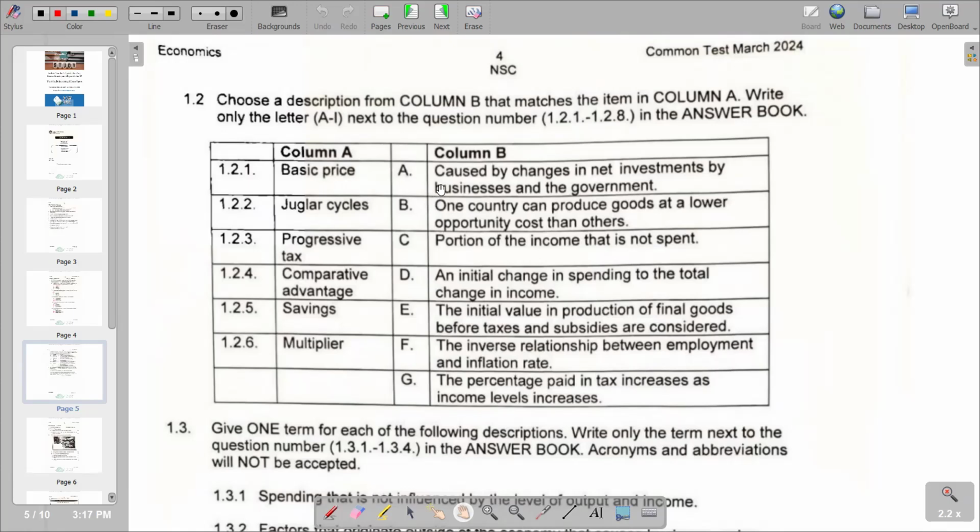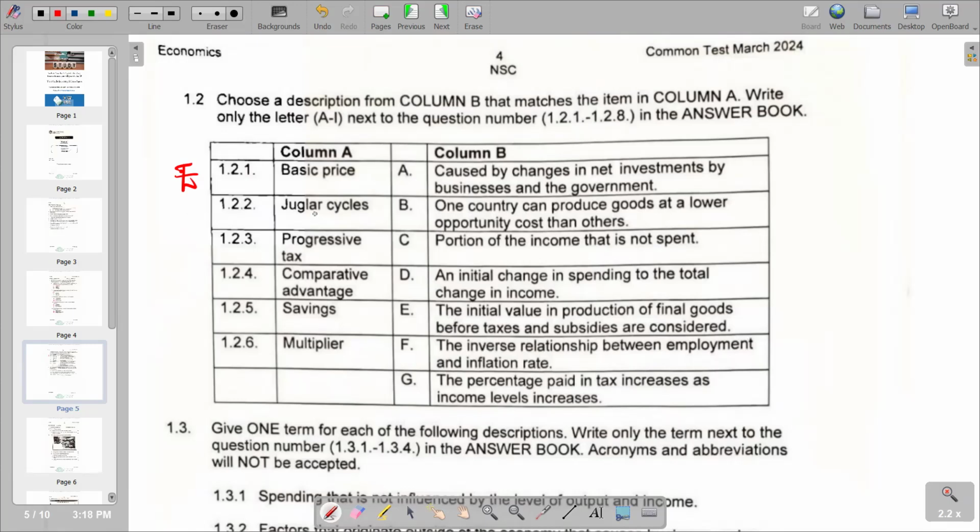Basic price is the amount actually received and kept by the producer. So it doesn't include non-product taxes on production. Within the context of that explanation, we can try to pick an explanation that matches basic price. So we can try to see according to our column B. If you go to E, saying the initial value in production of final goods before taxes and subsidies are considered. So that makes E the correct response. So we have E.